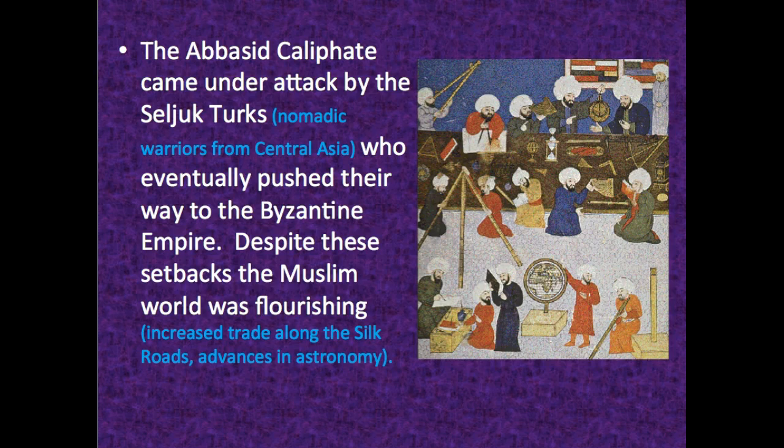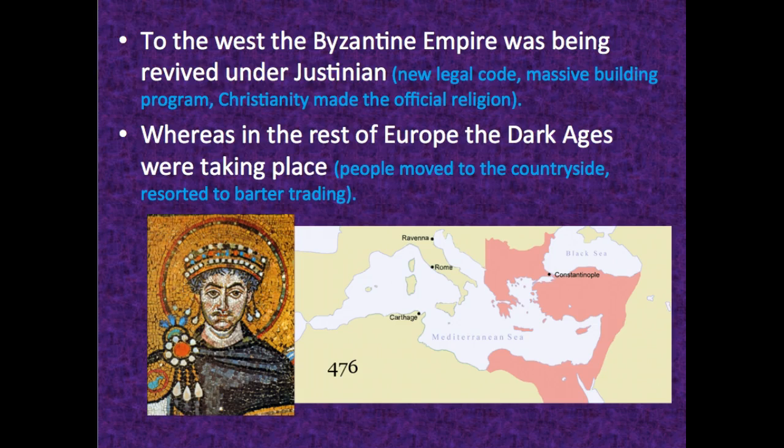And you see advances in mathematics, advances in astronomy, especially in Spain. Of course, you see the reemergence and renaissance of Greek and Roman classics and literature, many of which are translated so that they could be read by several commoners. To the west, the Byzantine Empire was revived under Justinian.